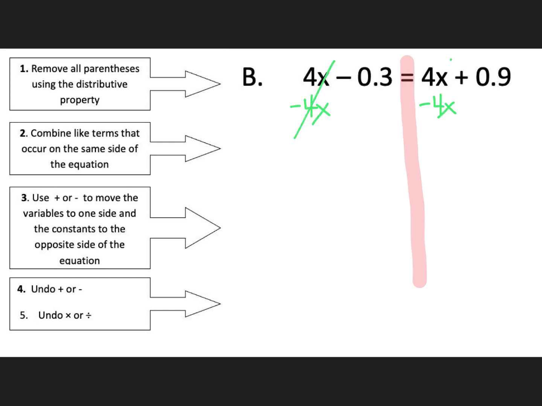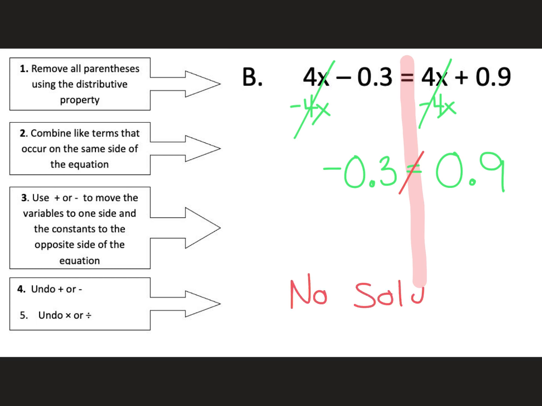So I'm going to subtract 4x to bring this over here to the left. Well, 4x minus 4x is 0, and I have -3/10 is equal to +9/10. Well, that's not true. Those two numbers are not equal. So I put a slash through my equal sign, and I say either no solution, or I can use the symbol for the empty set, which is a circle with a slash through it.